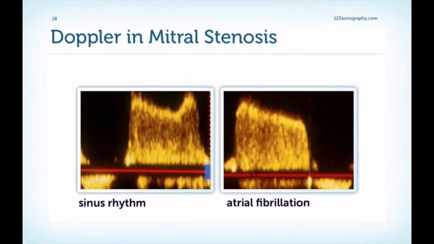While we used M-mode in the past, we now use Doppler. Those are two tracings of patients who have mitral stenosis. The only difference is this patient on the left has sinus rhythm and this patient has atrial fibrillation. Both have severe mitral stenosis. Here we have an A wave and here we don't.